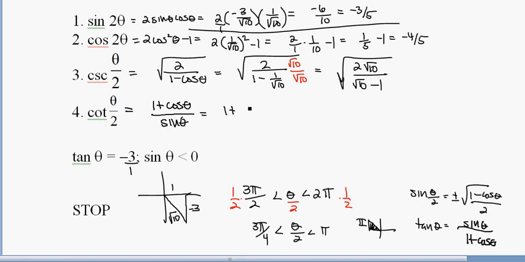So this is 1 plus, we've done cosine 3 times here, so it's 1 over the square root of 10. Sine of theta is -3 over the square root of 10. Again, I'm going to multiply by the square root of 10 over the square root of 10. So that gives me, I don't like red, radical 10 plus 1 all over -3. And that's really ugly, but I'm okay with that.